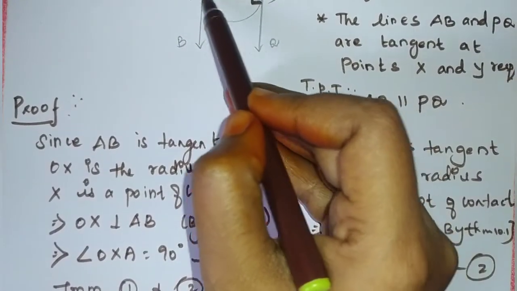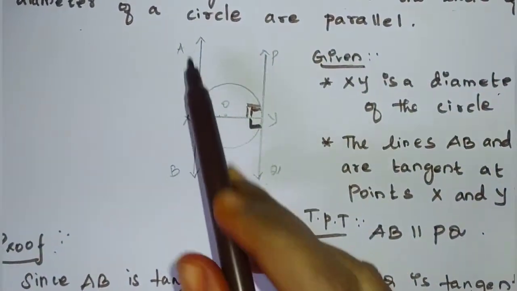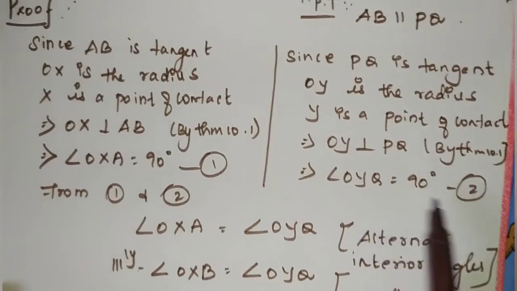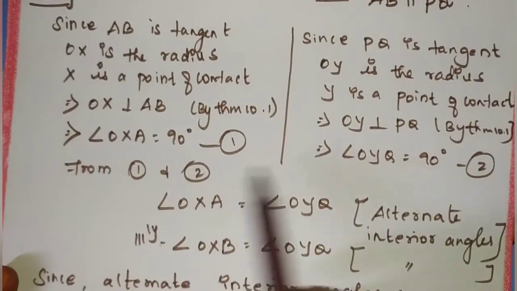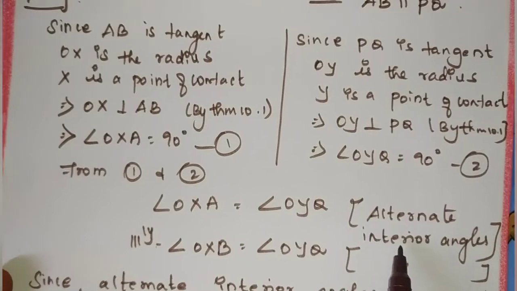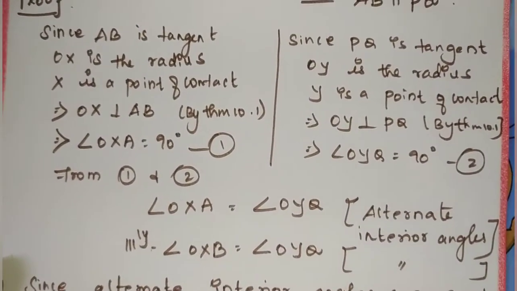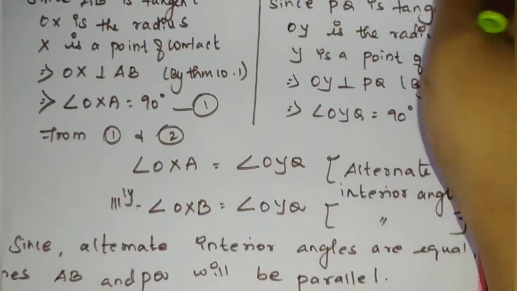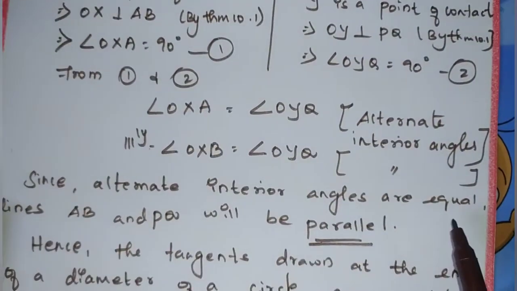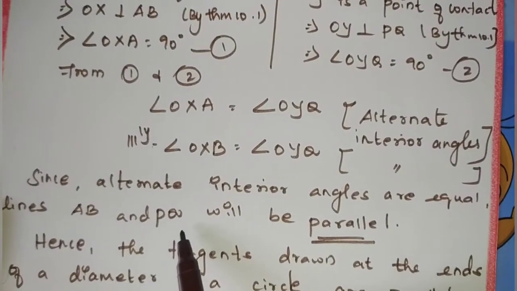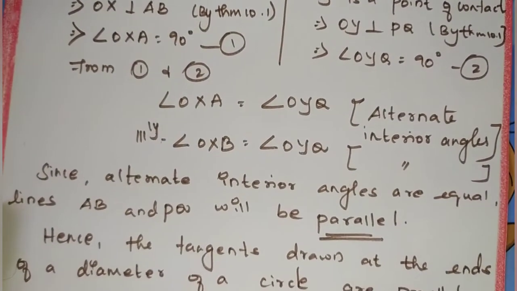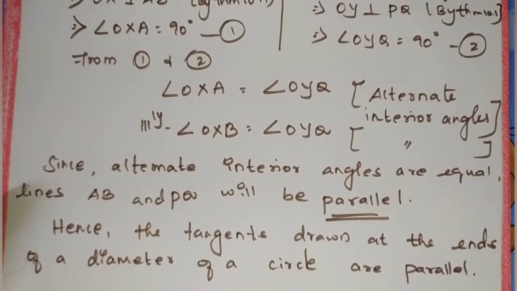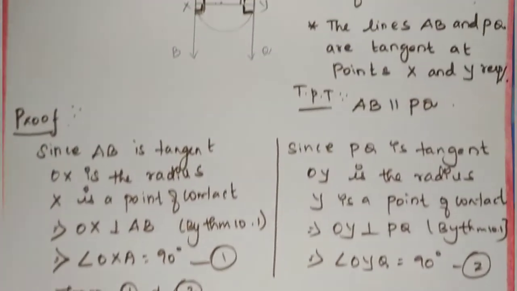So we can tell angle OXA is 90 degrees. Similarly, we can tell that angle OYQ is equal to 90 degrees. From 1 and 2, we can tell that both the angles are equal. Alternate interior angles are equal. Similarly, this angle and this angle are also equal. Since the alternate interior angles are equal, the lines AB and PQ will be parallel. So hence we proved that the tangents drawn at the ends of the diameter of a circle are parallel. Are you all clear, children?